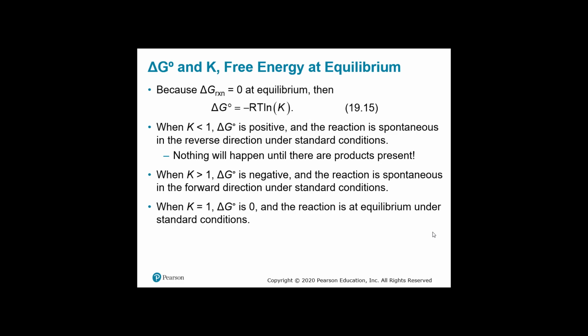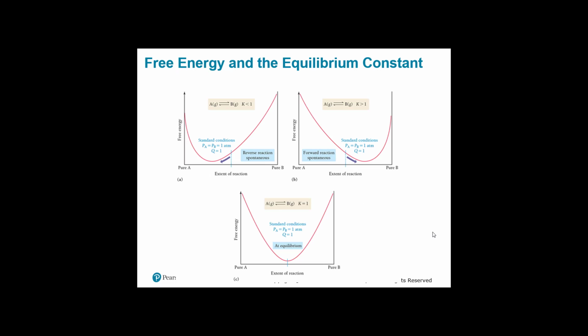So if K is less than 1, the free energy is positive, and the reaction is spontaneous in the reverse direction under standard conditions. When K is greater than 1, the free energy is negative, and the reaction is spontaneous in the forward direction under standard conditions. And if K equals 1, the free energy is 0, and the reaction is at equilibrium under standard conditions.